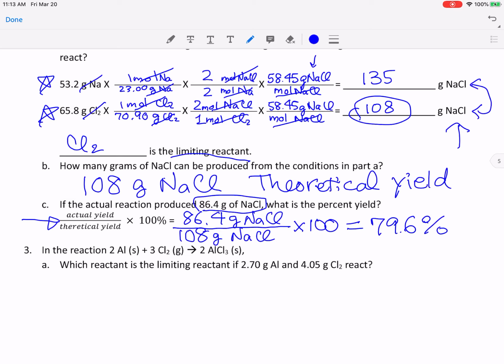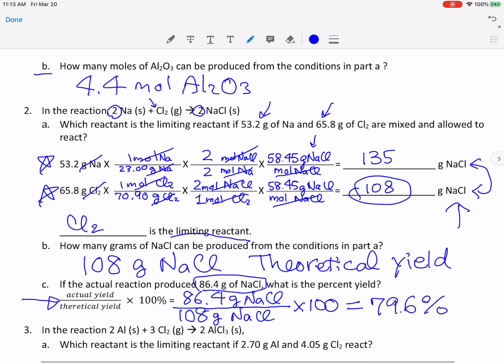So in this case, the percent yield is smaller, so you didn't convert 100%. All right, so that is it for how to find the limiting reactant, how to calculate the theoretical yield, and find the actual yield. Given the actual yield, you can calculate the percent yield.